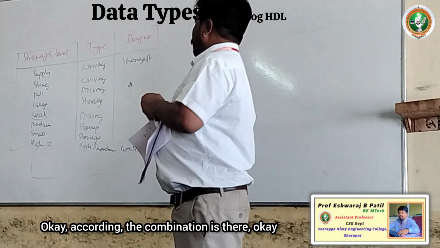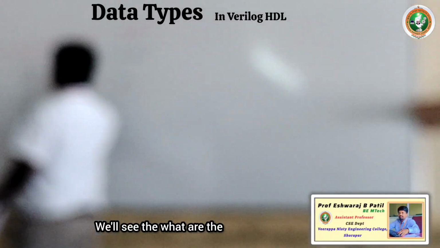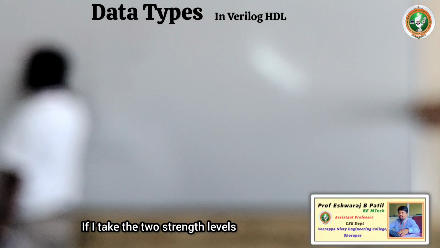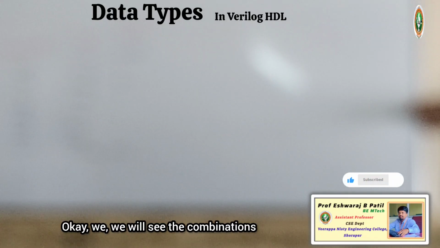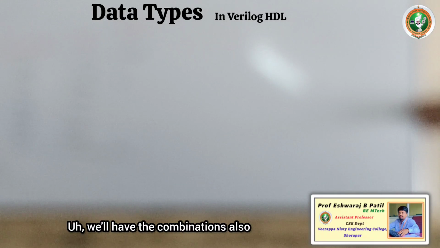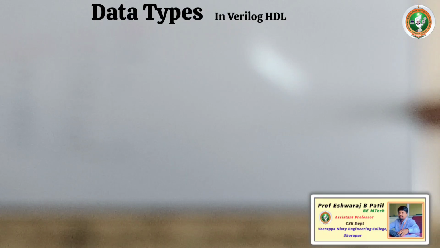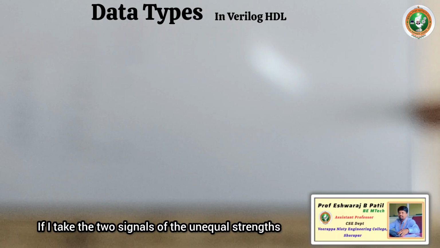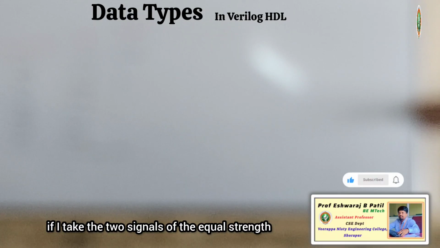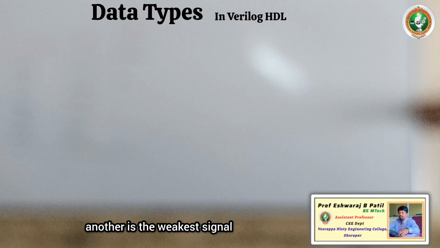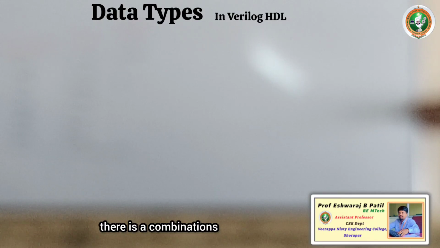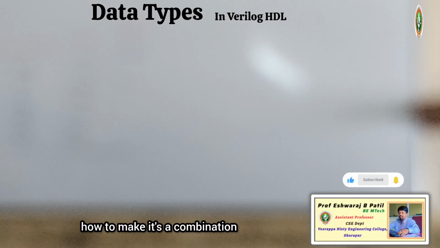According to the combinations, we'll see what will happen if I take 2 strength levels and 2 value sets. We will see the combinations: if I take 2 signals of unequal strengths, 2 signals of equal strength, or one strongest signal and another the weakest signal. How do we make a combination?